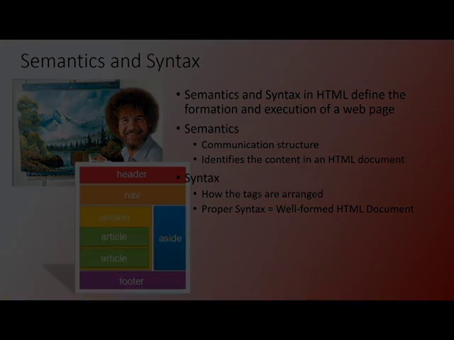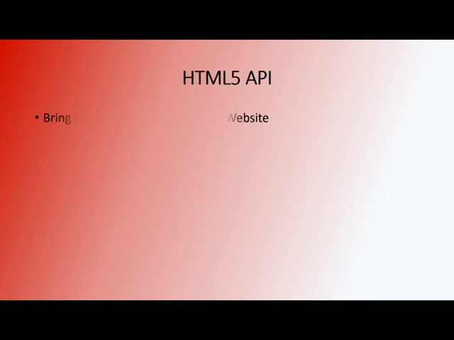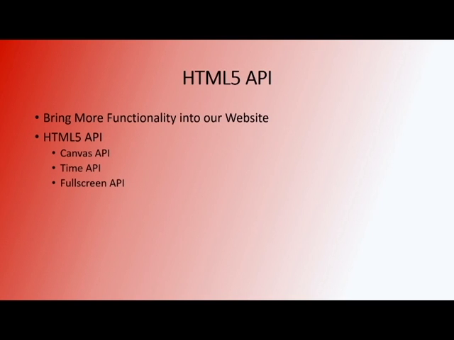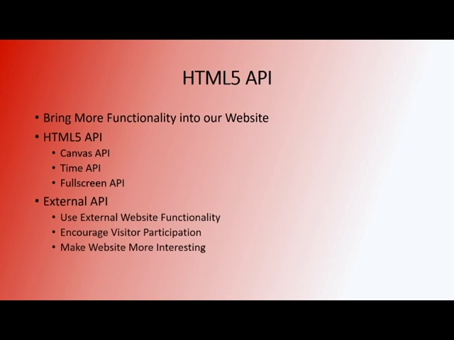APIs are used to bring functionality into an HTML5 website. HTML5 APIs include different elements such as the Canvas API, which allows us to incorporate shapes and animations into our website. We can also make use of external APIs, which allow visitors to fill out forms and interact with other websites within our own. That way, we create more interesting websites that would otherwise provide only static information.